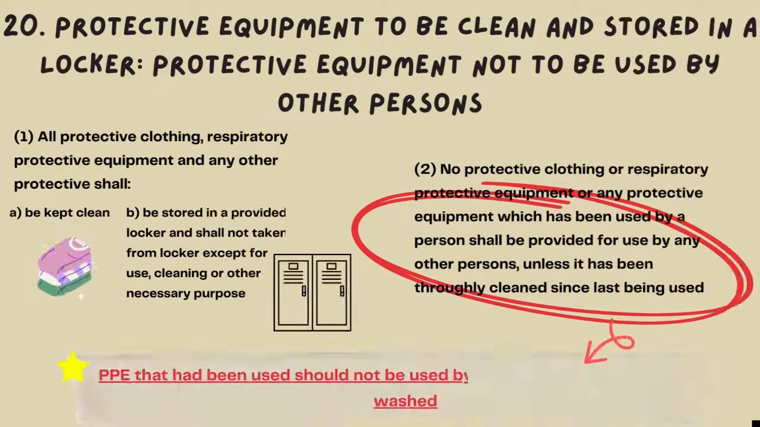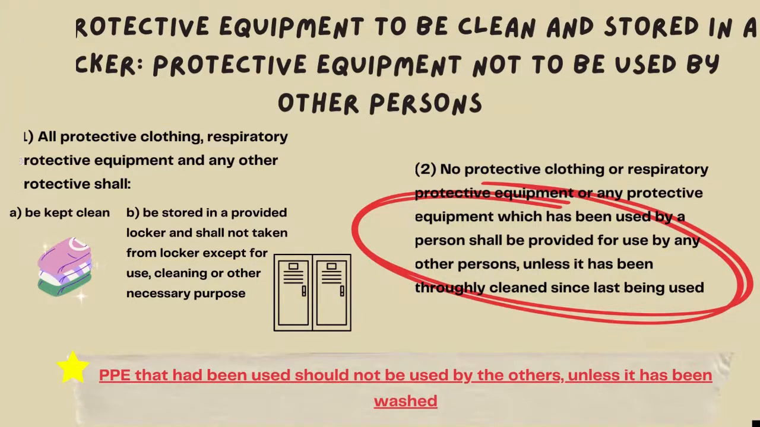Next is Regulation 20. This regulation states that protective clothing, respiratory protective equipment and other PPE must be in a clean state and must be kept properly in the provided lockers. They cannot be taken out unless it is for use, cleaning and other necessary purposes.